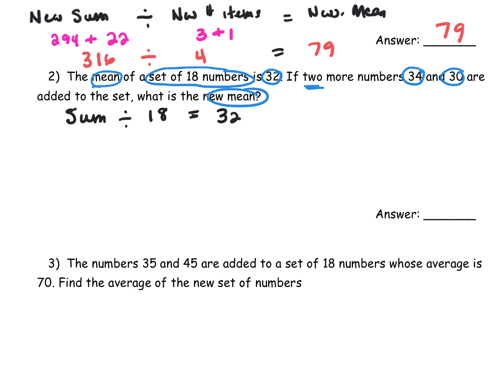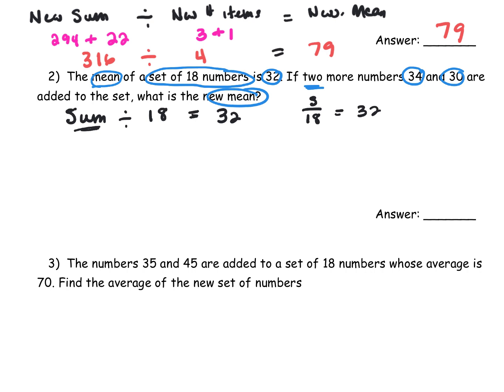Once again in math, if we don't know something, we often use a variable. So I'm going to use S for sum. I'm going to divide it by 18, and that's going to give us 32. We're just writing this a different way.